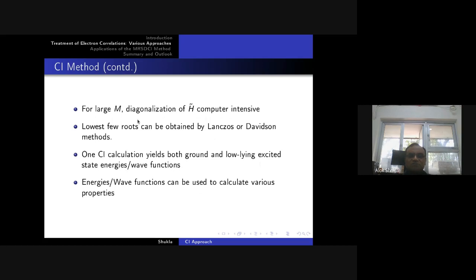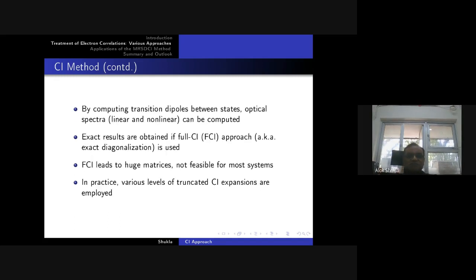Okay. So for large M, diagonalization, like I said, becomes computer intensive. But if we are restricting ourselves to only a few low-lying roots, then it can be done efficiently, even for millions and in some cases billions of configurations. Like I said earlier, in one CI calculation, you can obtain not just the ground state but also low-lying excited states, which you may need in case you want to calculate optical properties. The other eigenfunctions, the excited states, can be used to calculate other properties also, but my focus is on optical properties.